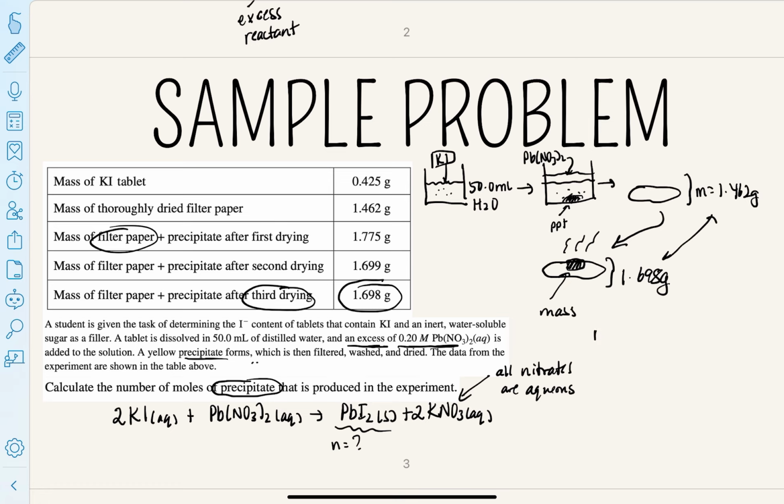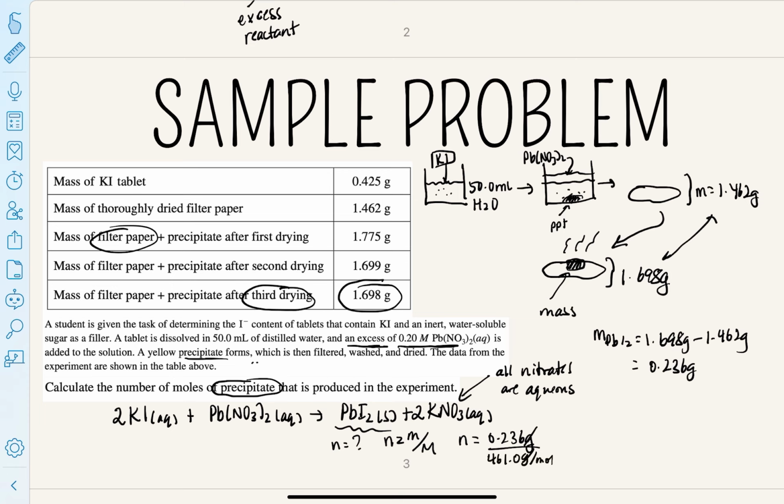Okay, so the mass of the PbI2 is 1.698 grams minus 1.462 grams, and that gives me a mass of 0.236 grams. So now that I know the mass, I can use my periodic table to figure out the molar mass of lead-2 iodide, and I can substitute them into the formula n equals m over M to find the moles. So the moles of PbI2 is 0.236 grams divided by its molar mass, which is 461.0 grams per mole.